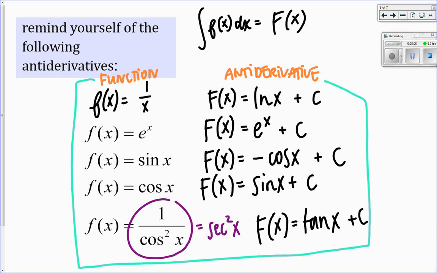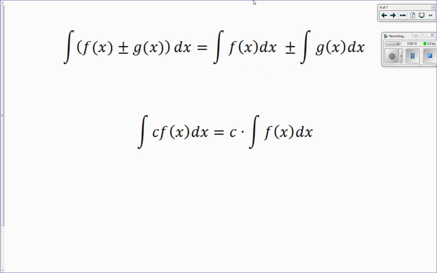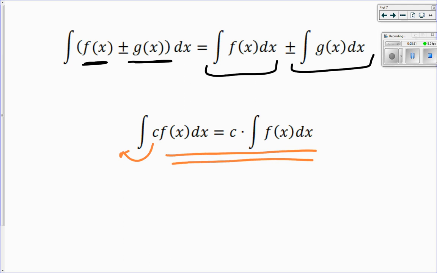I'm going to go to the next slide very briefly. You can pause if you need. Here are 2 reminders of things we know to be true. The antiderivative of a function plus or minus another function is the same as the antiderivative of the first plus or minus the antiderivative of the second. We also know that if I have a coefficient, I can just bring it out front and multiply it in, just like my derivative rules. So if you need to pause this to write it down, please do. But then we're going to do an example together.